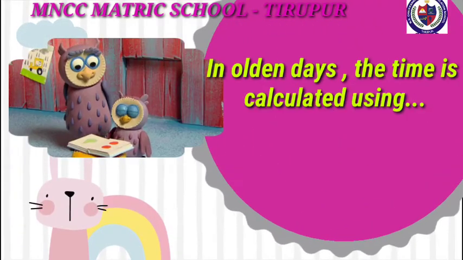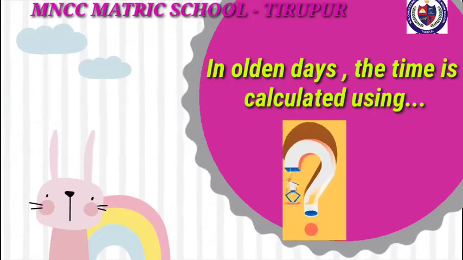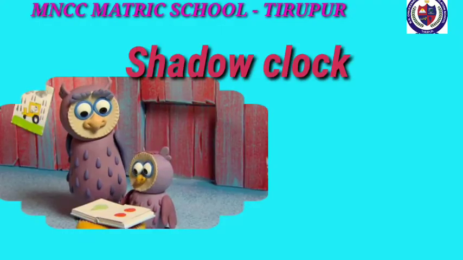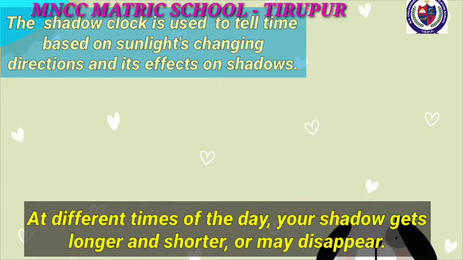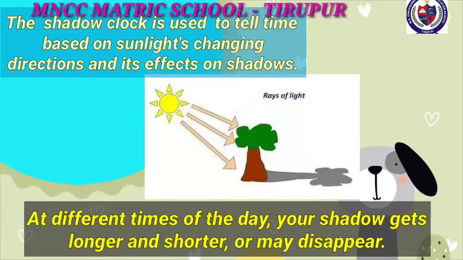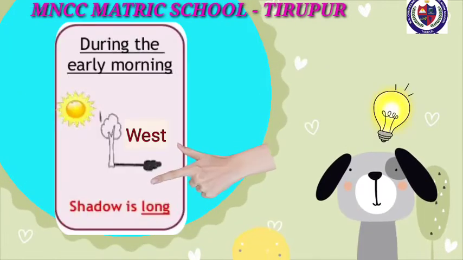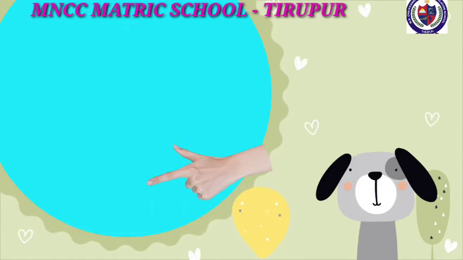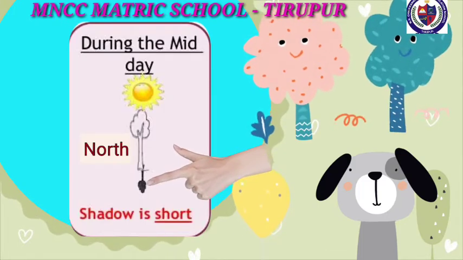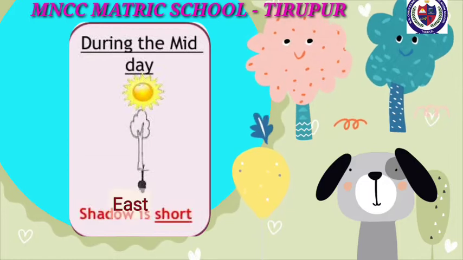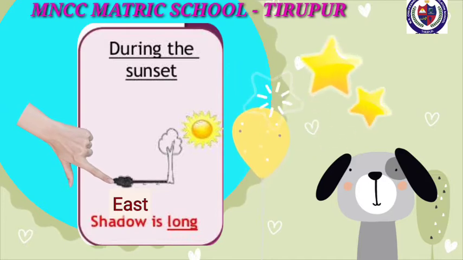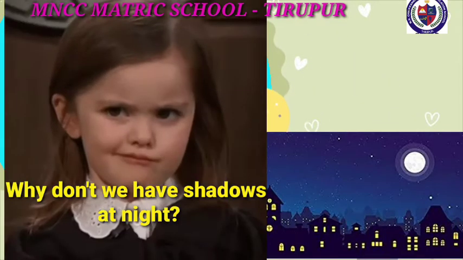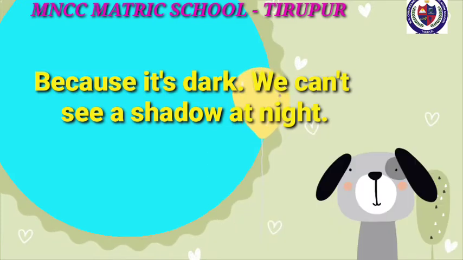Before we start our lesson, we should know in olden days how the time is calculated by using shadow clocks. Let us see our topic. The shadow clock is used to tell the time based on sunlight changing direction and effects on a shadow. See the given picture. During the early morning, the shadow reflects on west side and it is long. During the midday, the shadow reflects on north and it is short. During sunset, the shadow reflects on east and it is long. Did you know why we don't have shadows at night? Because the night time is dark.